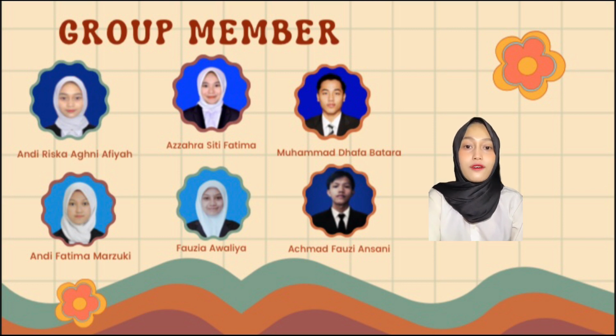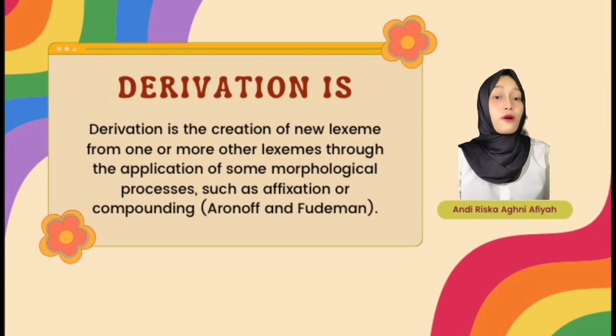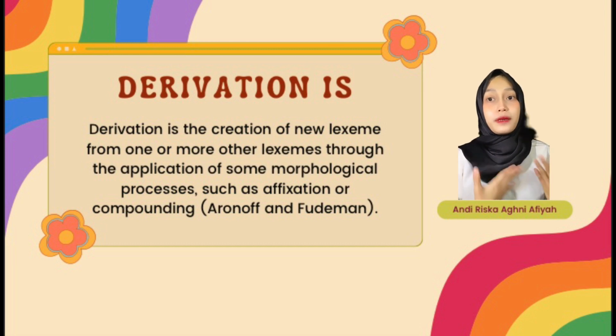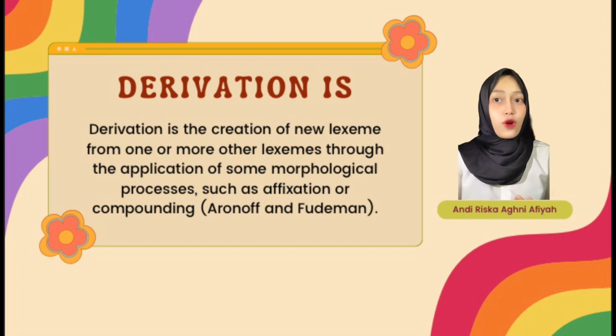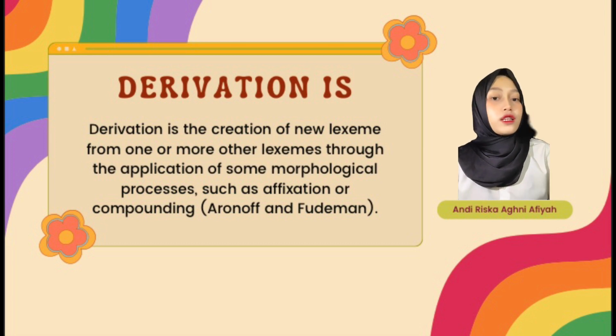Let's move to the first topic. So, derivation is a type of word formation that creates new words by changing the meaning or the part of speech of a base or root word. It often involves the addition of a prefix, suffix, or infix to the base or root word. These word fragments are called morphemes. Derivational morphology is the part of grammar that deals with the derivation of words.